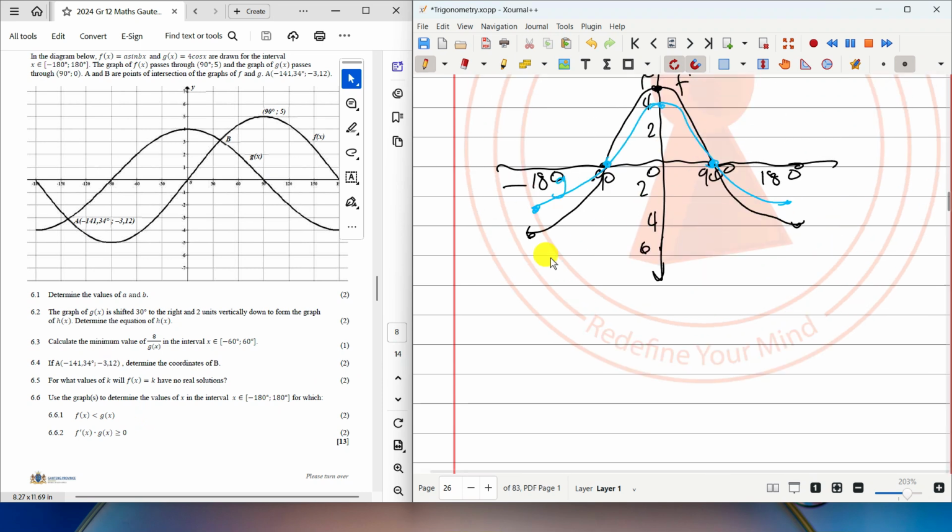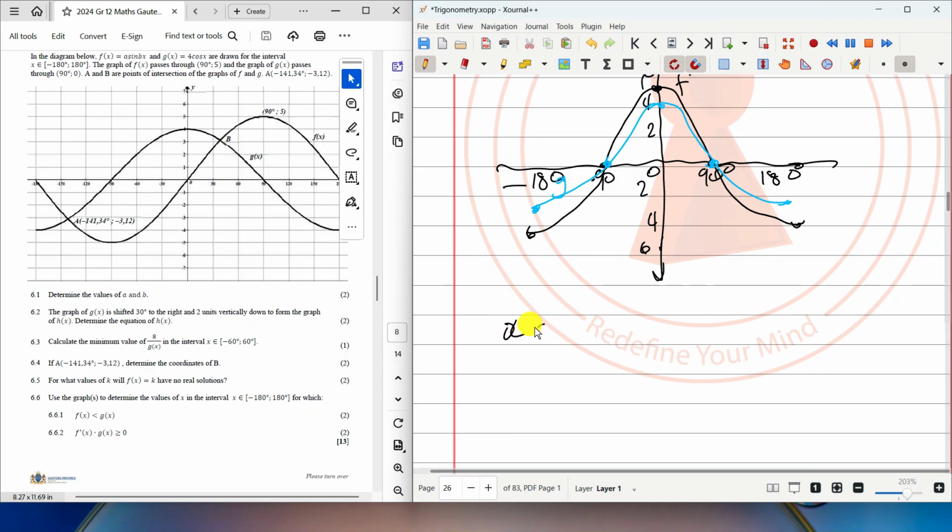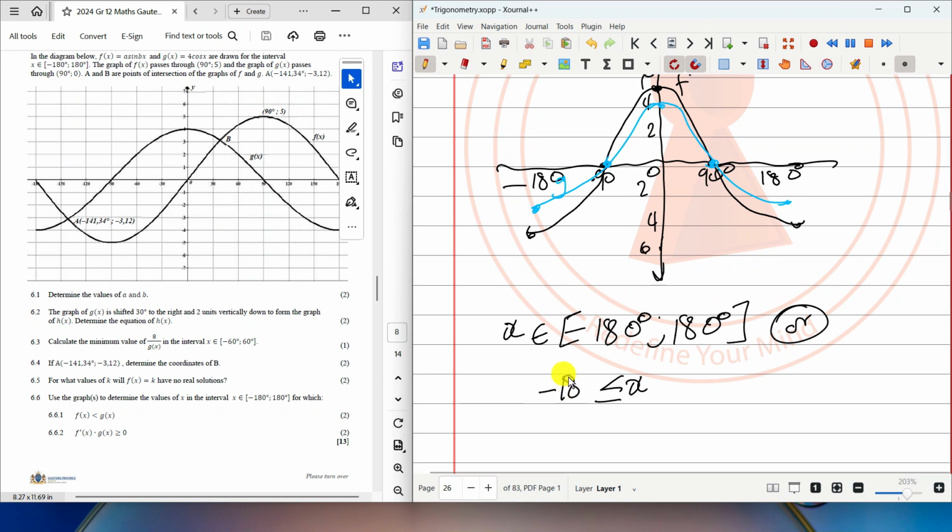So for this, we're not even going to waste our time. We can just say simply the domain S is x is an element of negative 180 degrees included to positive 180 degrees included. Or if you like, you can say this is when x is greater or equal to negative 180 degrees, but less or equal to positive 180 degrees.